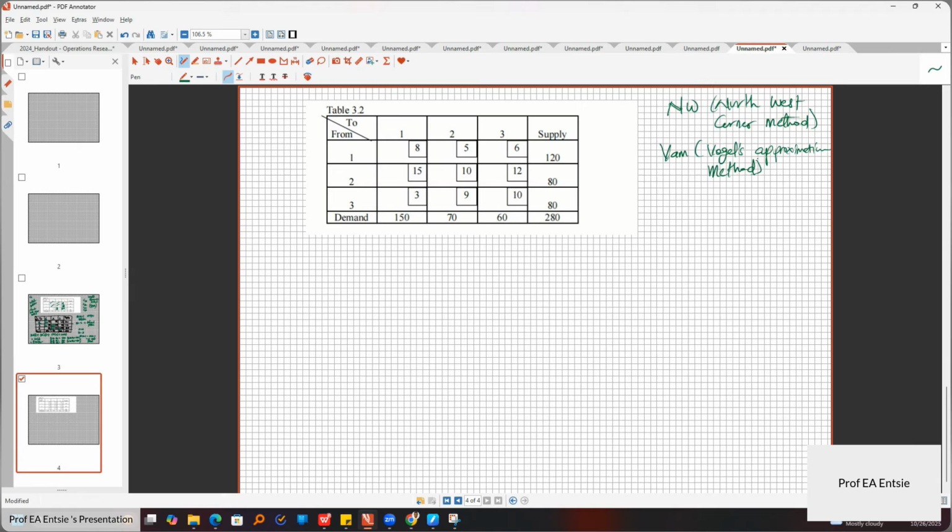So they will ask you to use two of these initial solution methods to find the initial solution of a transportation problem. So now let's look at how you go about the VAM. With the VAM, what you are looking for is the penalty cost. When you say penalty cost, what we mean is, if we don't allocate in the cell with the least cost, what penalty would we incur?